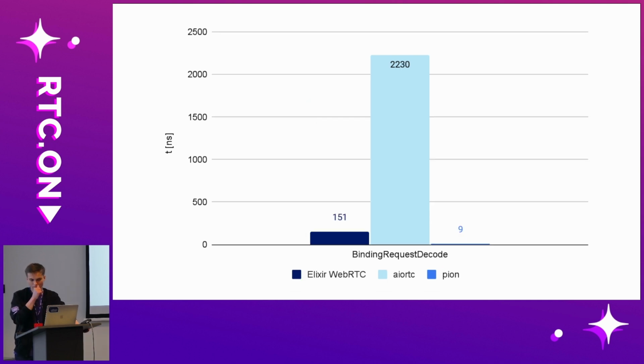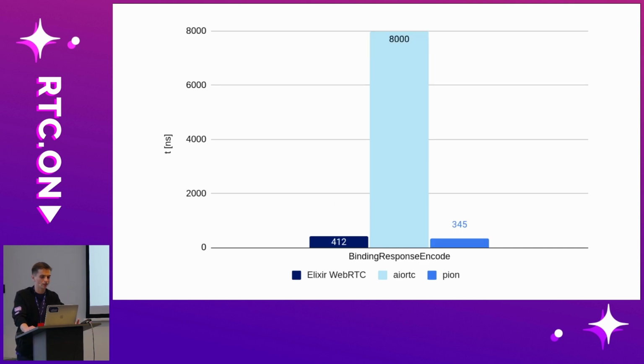The next benchmark is binding request decode. I don't know what aiortc does in this time, but they need over 2,000 nanoseconds to decode binding requests. Elixir WebRTC takes about 150 nanoseconds and Pion just 9.